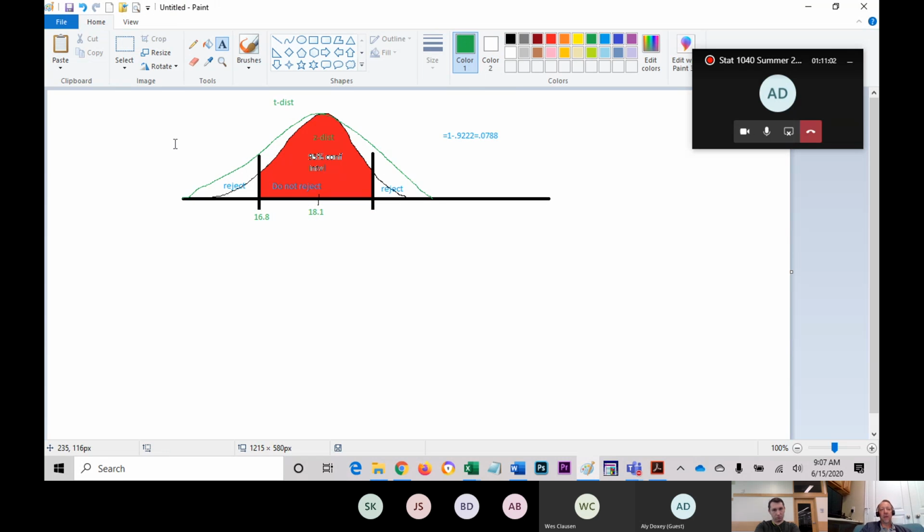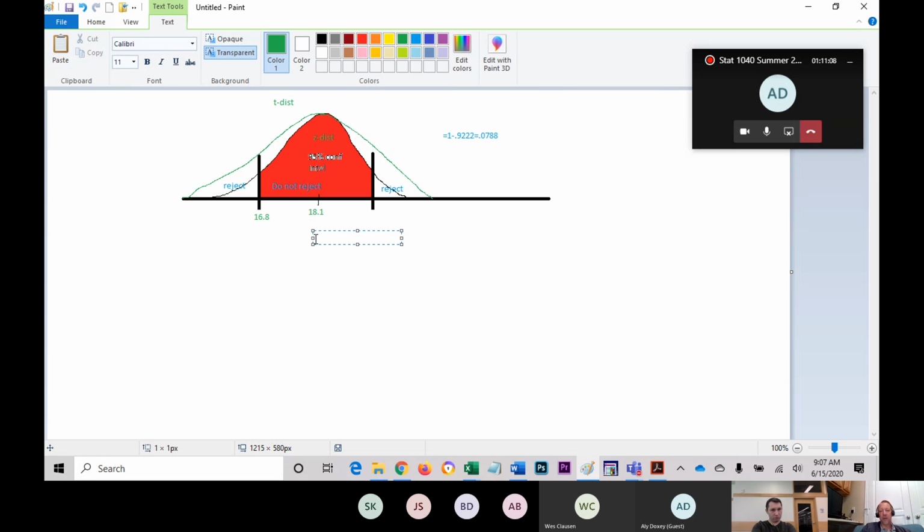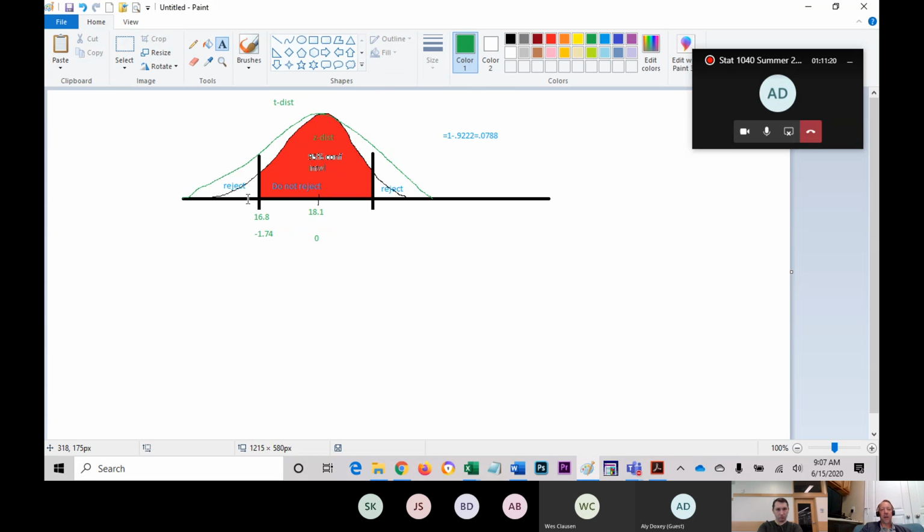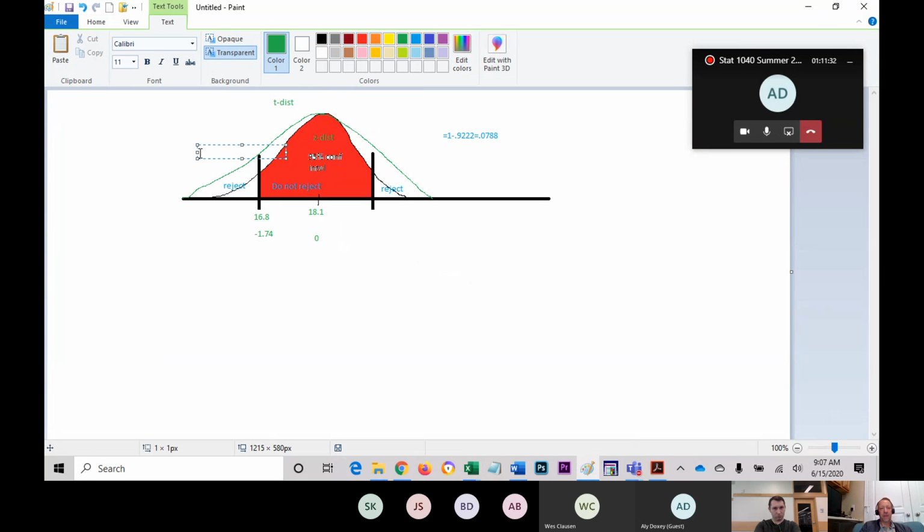Okay? So if you convert that to a standard normal distribution, you could change this 18.1 to a 0, and you change this 16.8 to negative 1.74 standard deviations away. And what we're trying to do is find the area in the white. What we said was, we don't know what the area in the white is. All we know is the best we can come up with is our p-value. The p-value is less than 0.05 and it's greater than 0.025.